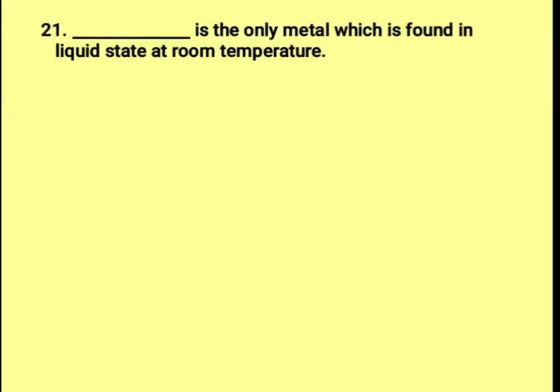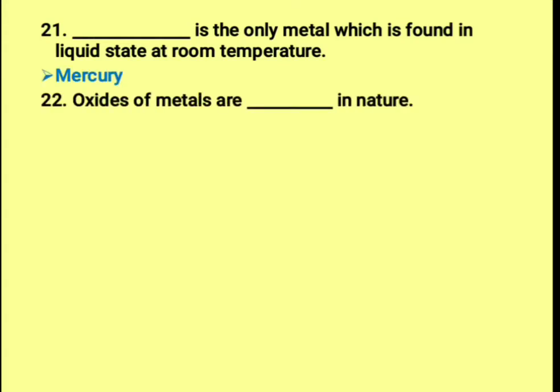Let's move to the next point. Dash is the only metal which is found in liquid state at room temperature. So all the metals are solid except one metal which is there in the liquid state. Which is that? It is known to everyone that it is mercury.